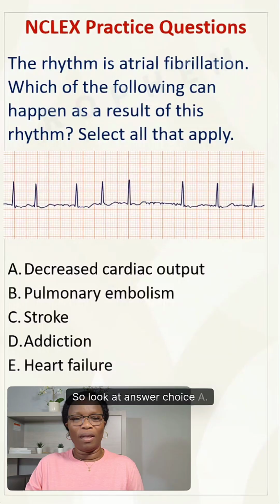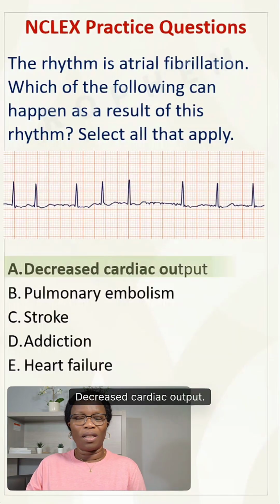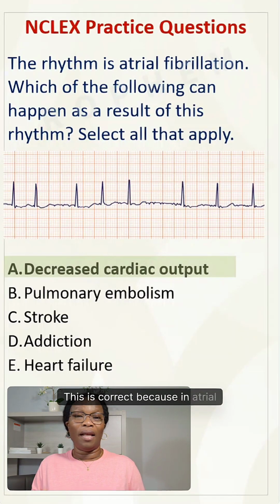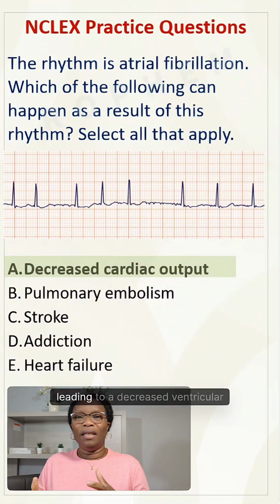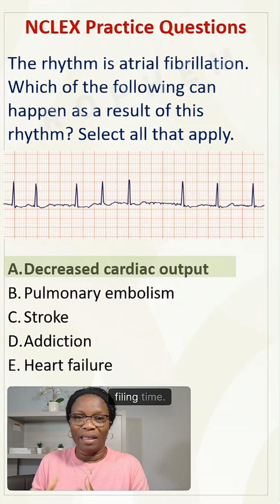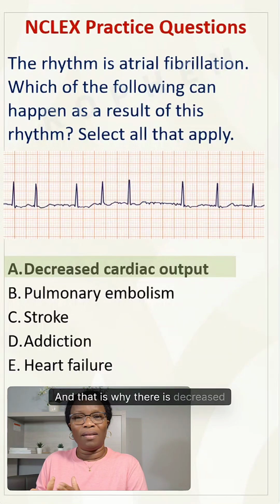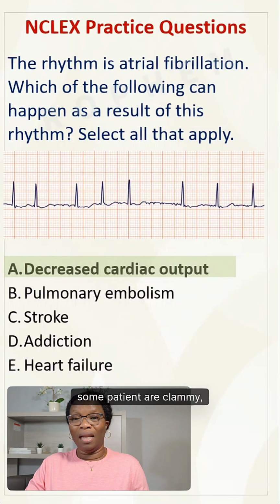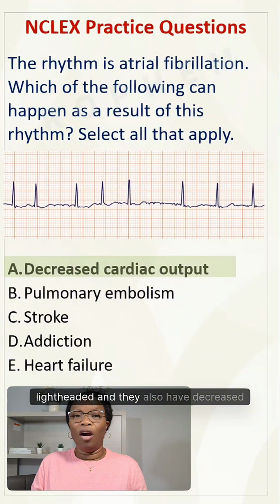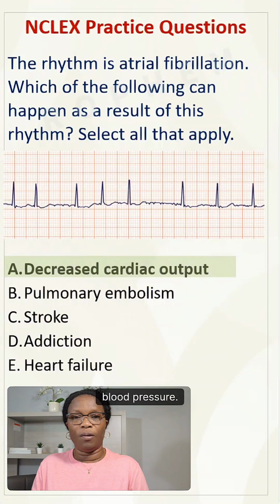So look at answer choice A, decreased cardiac output. This is correct because in atrial fibrillation, the heart rate is really, really fast, leading to a decreased ventricular filling time. And that is why there is decreased cardiac output. Because of this, some patients are clammy, lightheaded, and they also have decreased blood pressure.